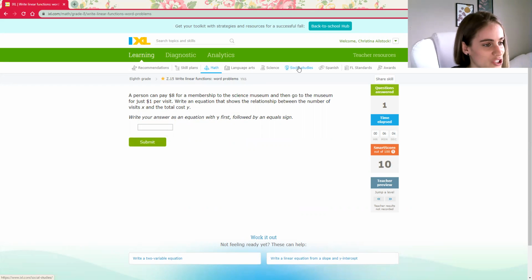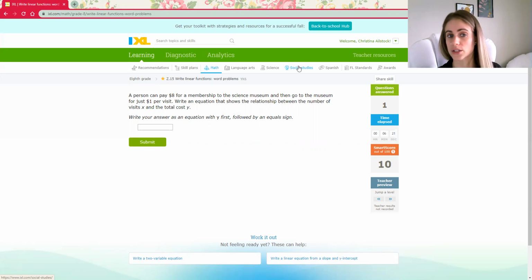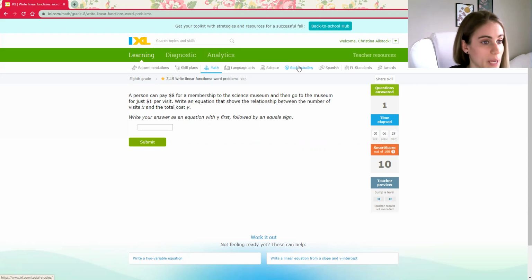All right, ooh, let's check this one out. A person can pay $8 for a membership to the Science Museum and then go to the museum for just $1 per visit. Write an equation that shows the relationship between the number of visits X and the total cost Y. All right, once again, we read it once to get the gist. Now let's read it a second time to identify our key information.